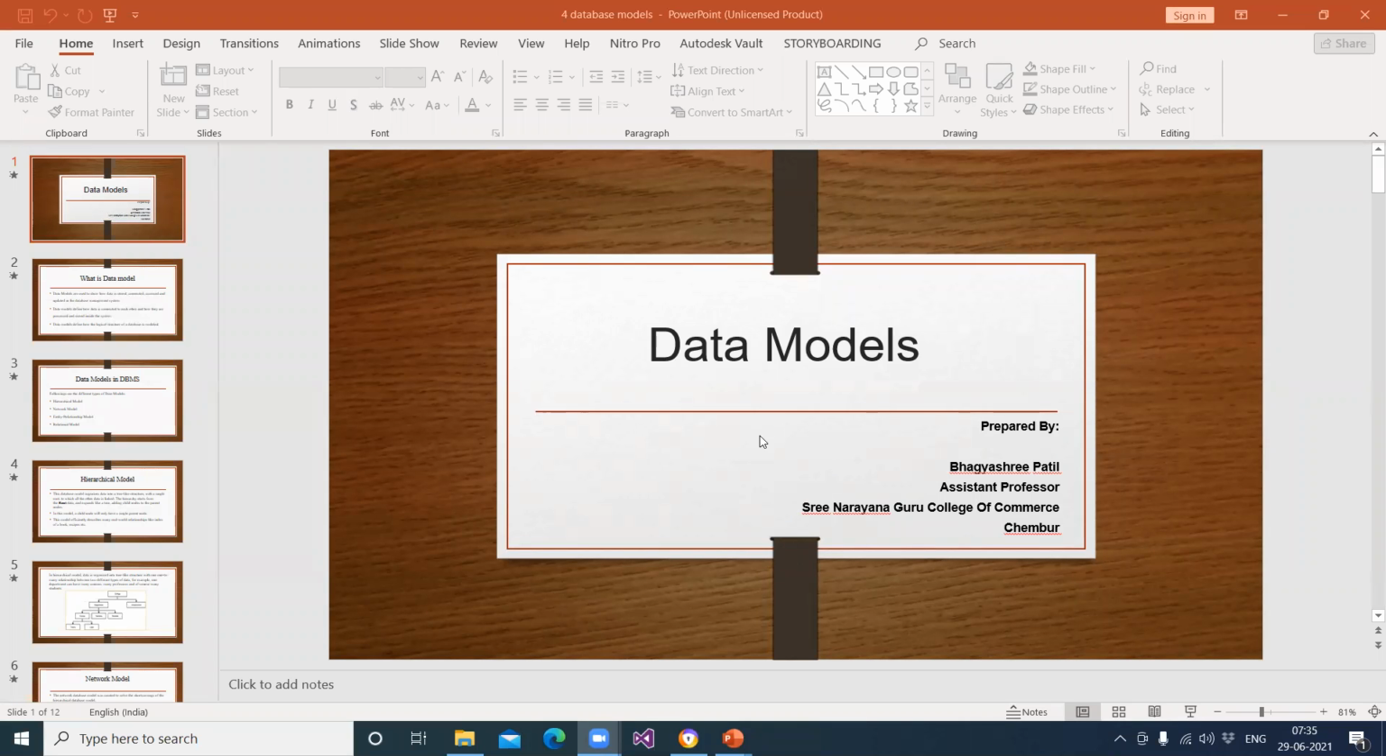Okay, students. In the last lecture we covered the data models. Which topic did we cover? Data models.